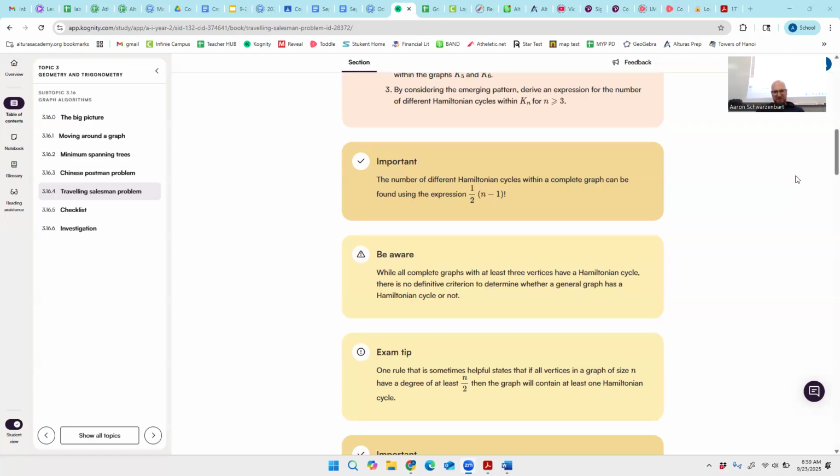One rule that is sometimes helpful states that if all vertices in a graph of size n have degree at least n over 2, then the graph will contain at least one Hamiltonian cycle. So if you have a graph with 10 vertices, that would mean all the vertices have to have degree 5 or more.